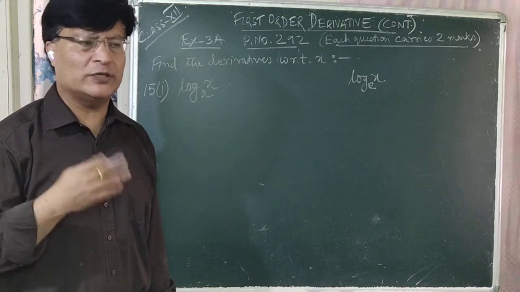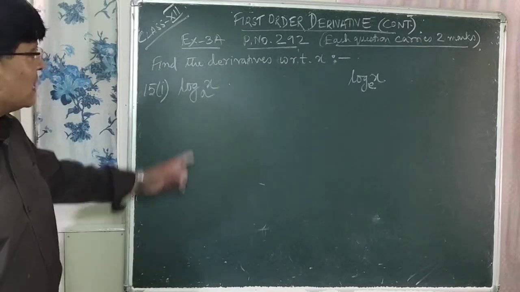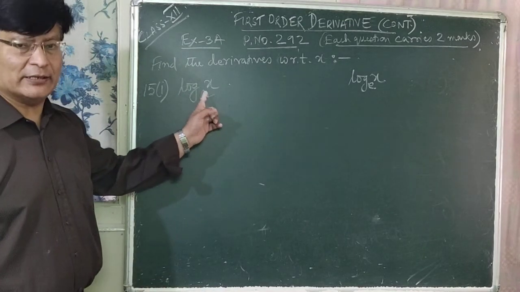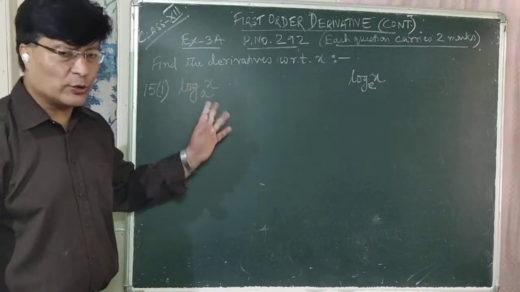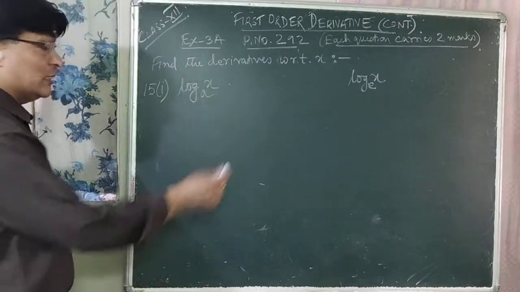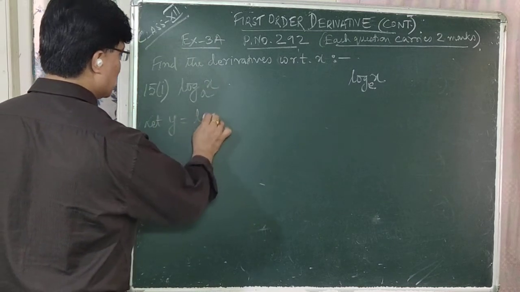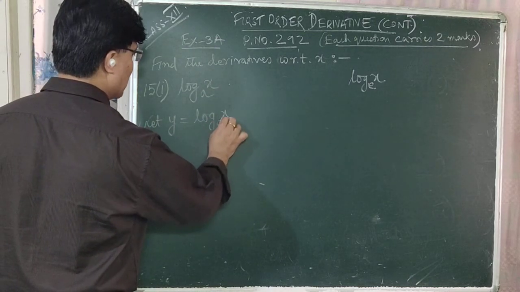Log x base e को differentiation कति हुन्छ 1 upon x. But in this case, the base is other than e here. That is, base is a. So you cannot differentiate it directly. Okay. So the method is, let us write down let y is equal to. So let y is equal to, it is log x base a.